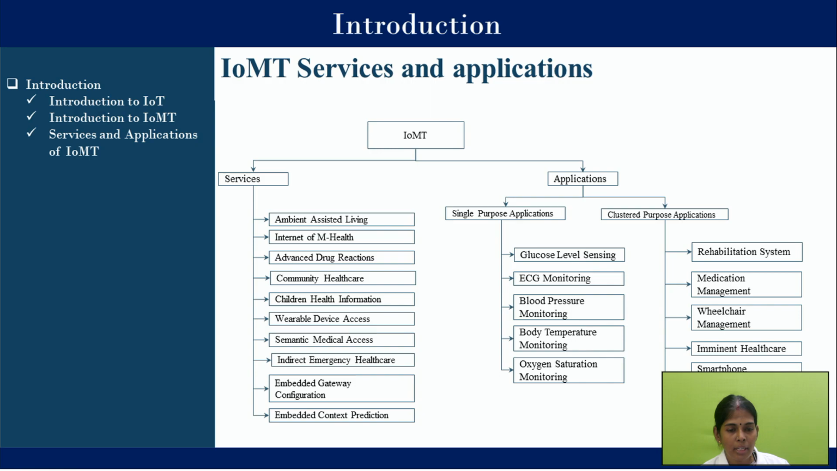There are different types of applications. One is single purpose applications, another one is cluster purpose applications. In the single purpose applications, we are monitoring glucose level of humans, ECG monitoring, blood pressure monitoring, body temperature and oxygen saturation monitoring systems in healthcare applications. Next one is clustered purpose applications, that is medicine management, wheelchair management and smart solutions for healthcare. These are the applications that are provided in the IoMT services.